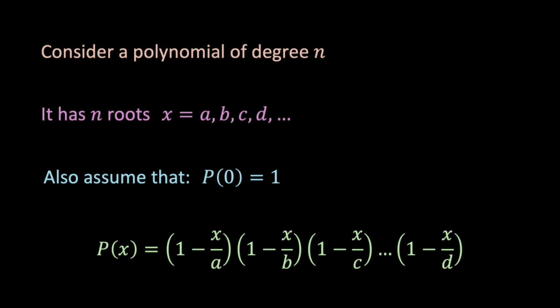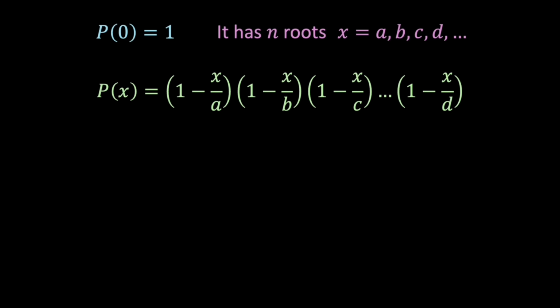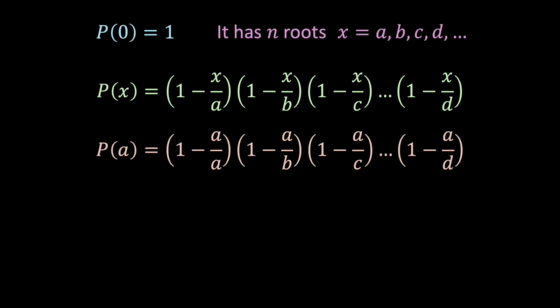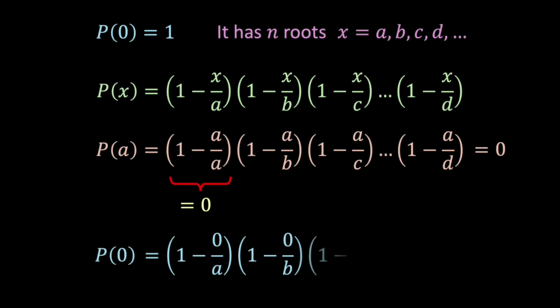This factorization expresses the polynomial entirely in terms of its roots, a product form that turns out to be the key to everything that follows. Now, this may not seem immediately obvious, but we can show that this factorized form makes sense. If, for example, we plug in x equals a, we see that the first term becomes 0, and as a result, the whole product is equal to 0. Furthermore, if we plug in x equals 0, then every bracket becomes equal to 1, and therefore the whole product is going to be equal to 1, satisfying our condition that p of 0 equals 1.